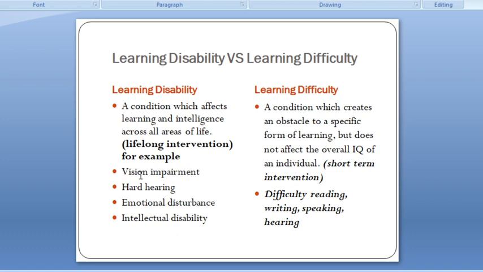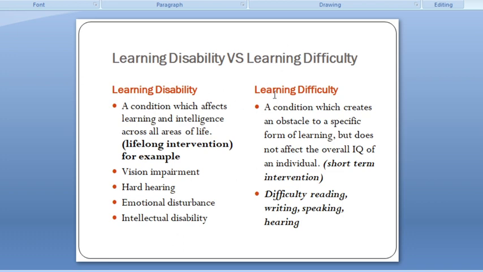For example, visual impairment. Some students have difficulties with vision, and some students have deafness or are hard of hearing. Some have emotional disturbance. Some have intellectual disabilities. So these are examples of lifelong interventions or learning disabilities.